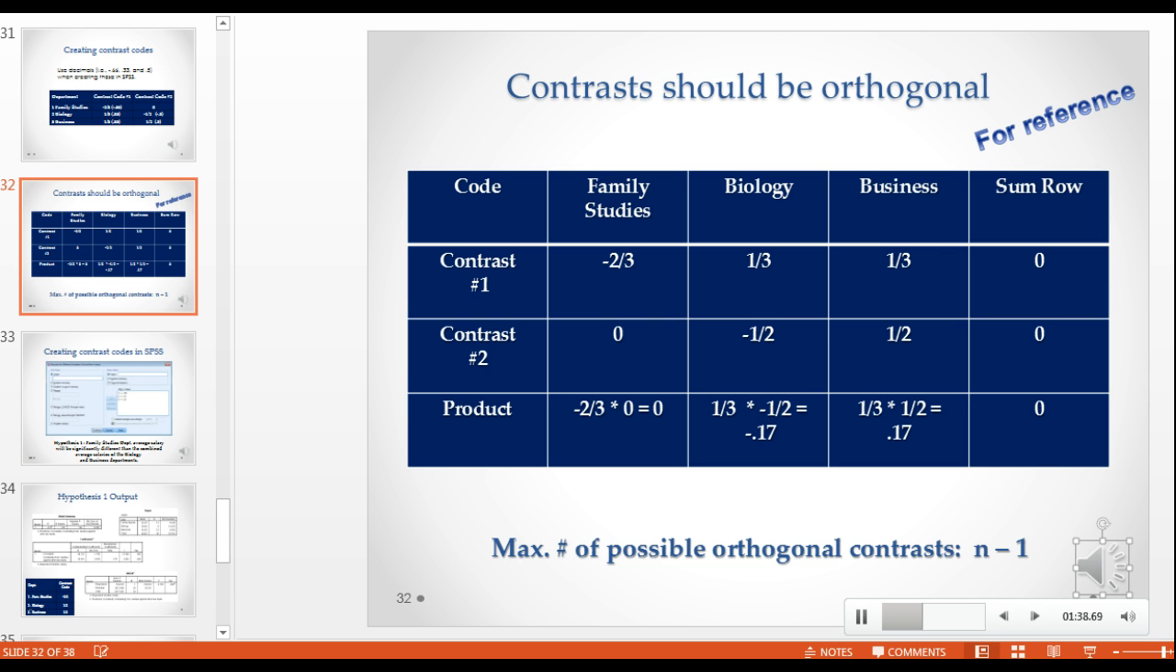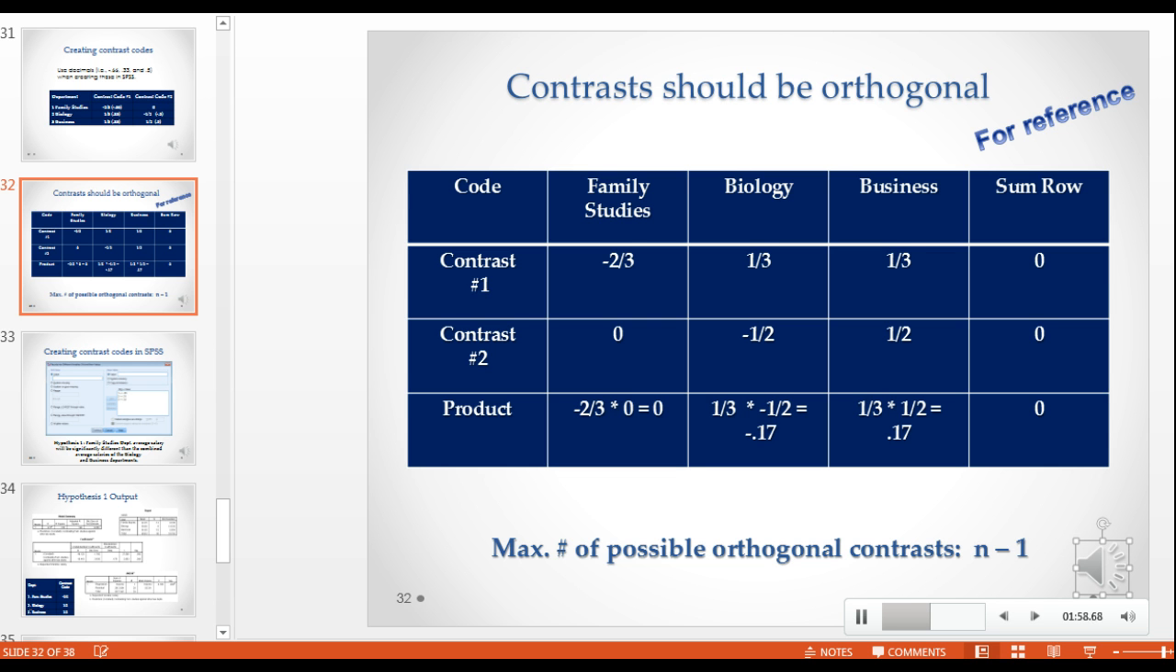Contrast number 2, family studies, is designated as 0, so that means it's out of the contrast. We're not interested in that group at all. We are simply comparing the other two against one another. So that's something else to practice: just by looking at something, can you tell what is being researched? What's the question that's being asked?